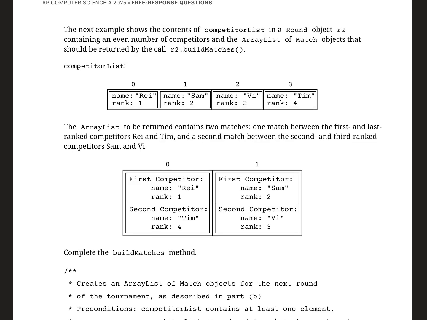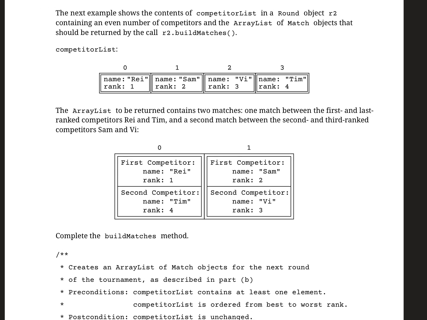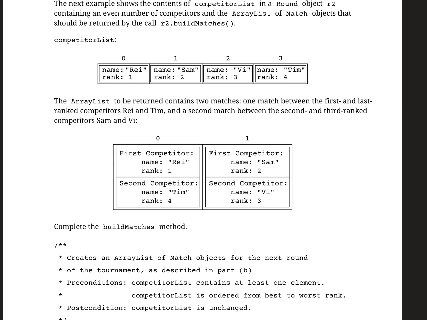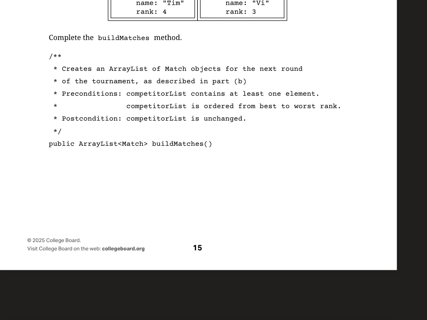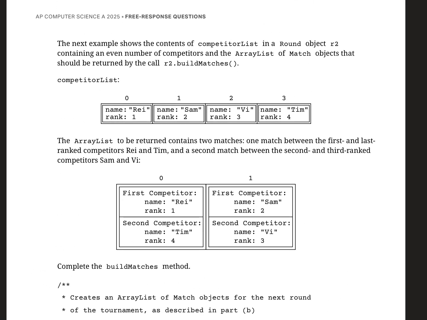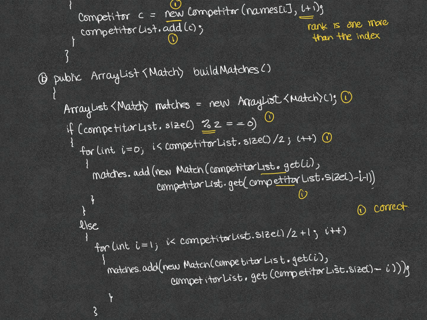Part B. Part B is talking about how we're going to create our matches. So here is our competitor list. And notice if our competitor list is even in length, our first, 0th person is going to match up to our 3rd person. So rank 1 goes to rank 4, and rank 2 goes to rank 3. If the amount of people we have is odd, which I think might be on.